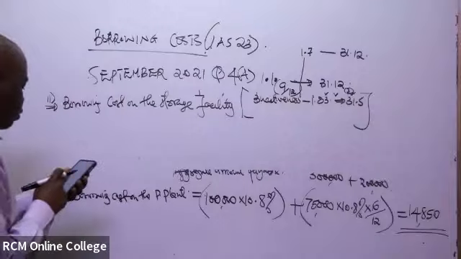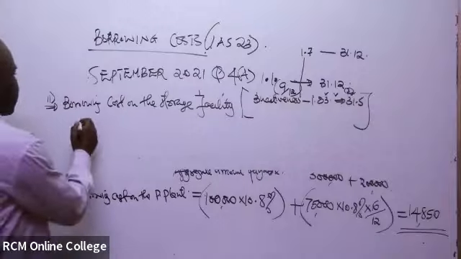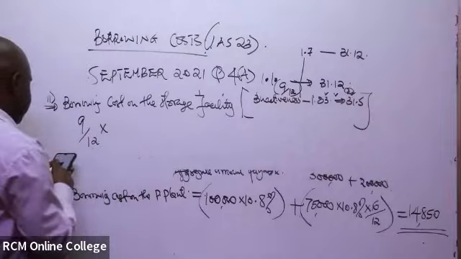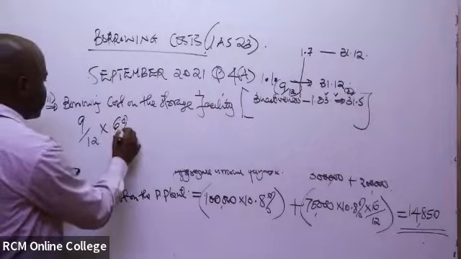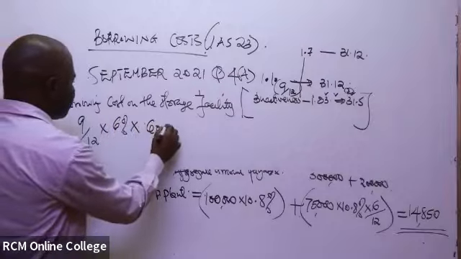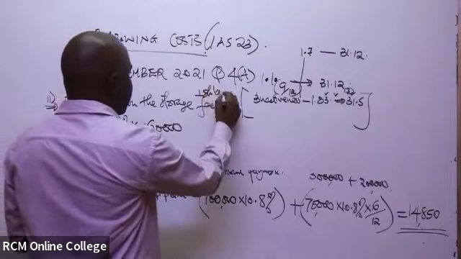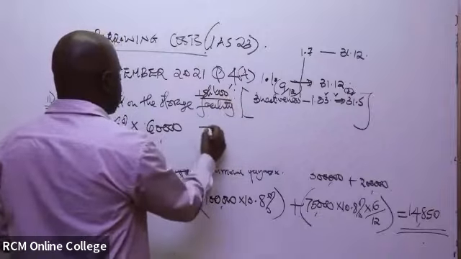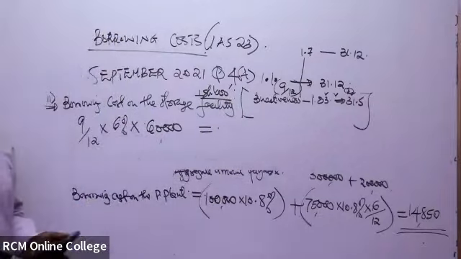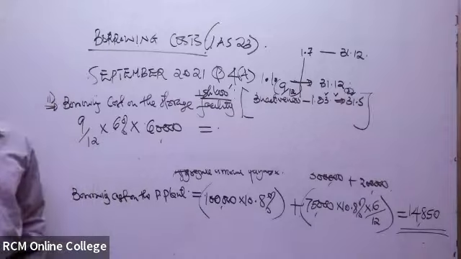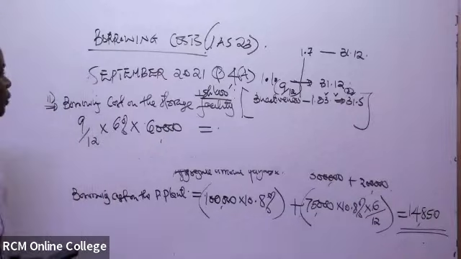So therefore, our borrowing cost on the storage facility will be, having incurred a construction cost of 60 million by the end of the year, 9 out of 12 times 6%, it was a 6% debenture, multiplied by the 60 million. And of course, our figures are in thousands. So what are you having to get as the borrowing cost there on the storage facility?